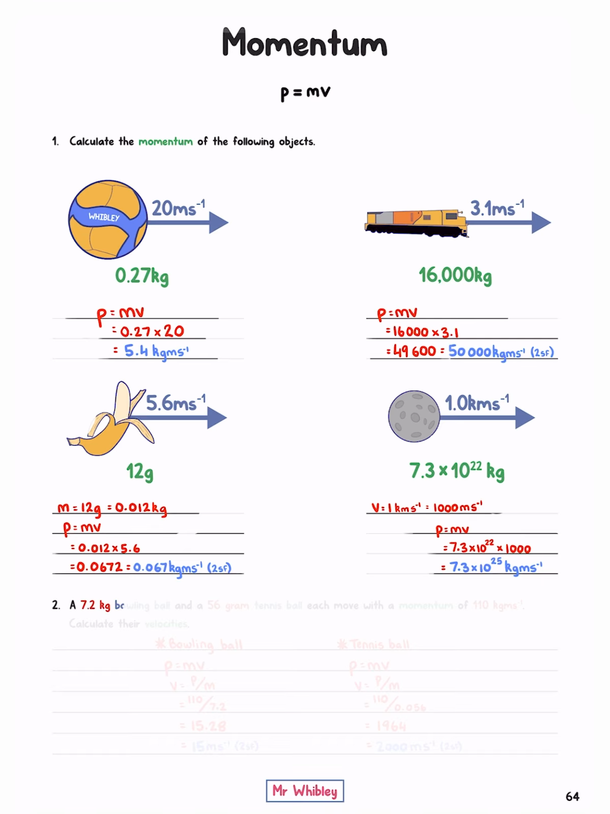Question 2. A 7.2 kilogram bowling ball and a 56 gram tennis ball each move with a momentum of 110 kilogram meters per second. Calculate their velocities.